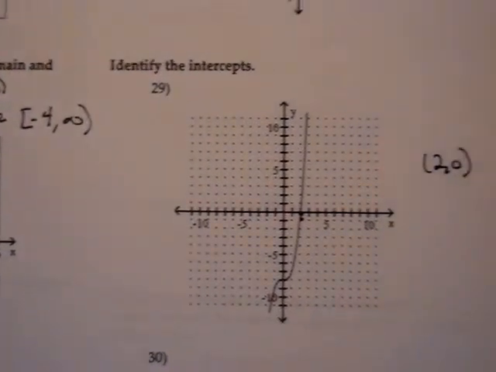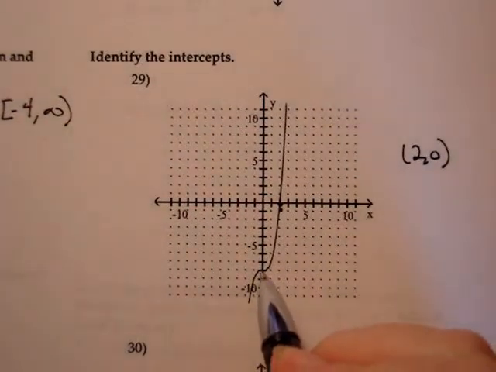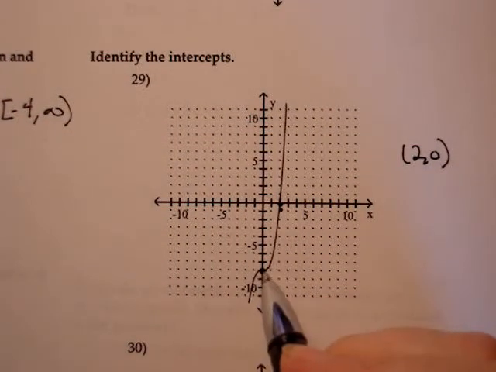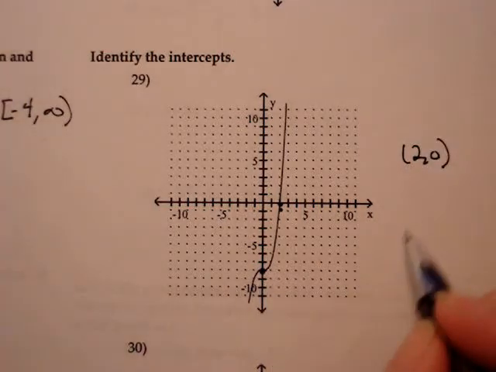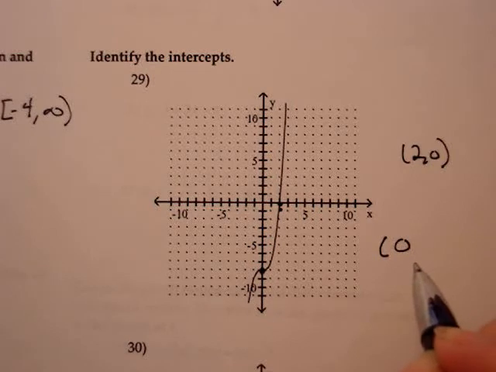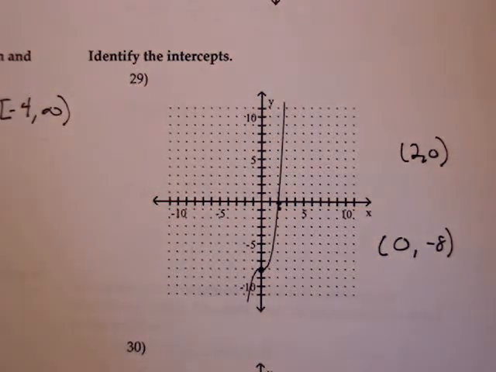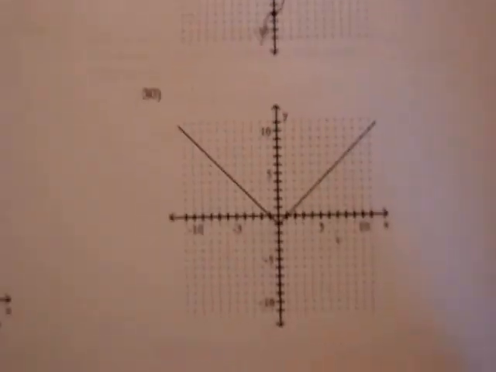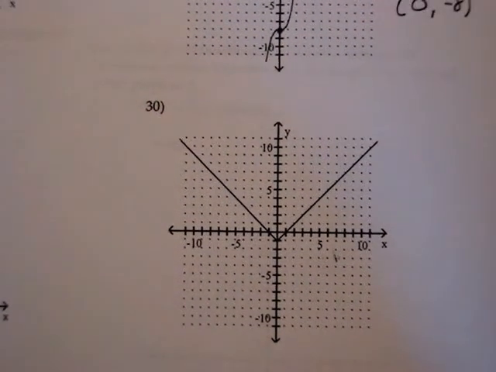Okay? Now let's find the y-intercept. Here's our y-intercept down here. And that looks like that's on the y-axis. If you're on the y-axis, the x value is always 0. So this point is 0, -8. Piece of cake. Okay? Number 30.